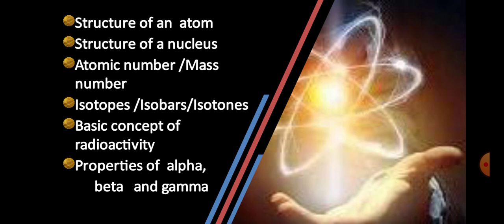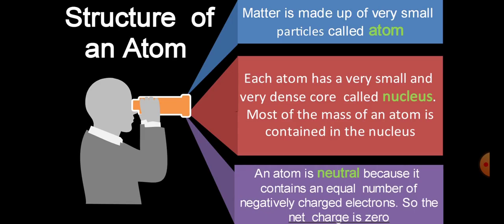As usual, I have split the chapter to be discussed into two sessions. In the first session, we shall see the structure of an atom, the structure of the nucleus, what is atomic number and mass number, what are isotopes, isobars, and isotones, basic concepts of radioactivity, and the properties of the three types of radiation, alpha, beta, and gamma.